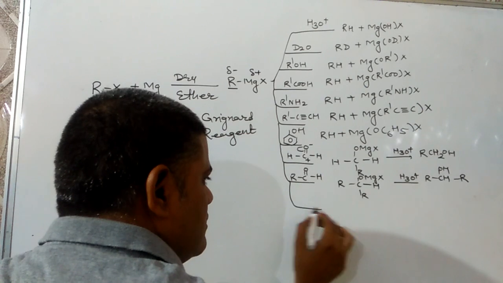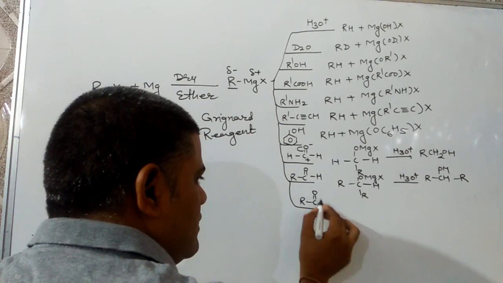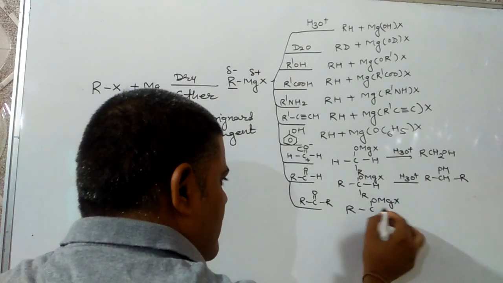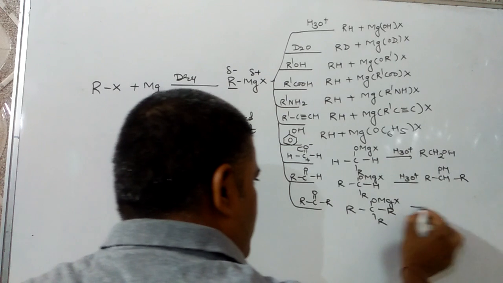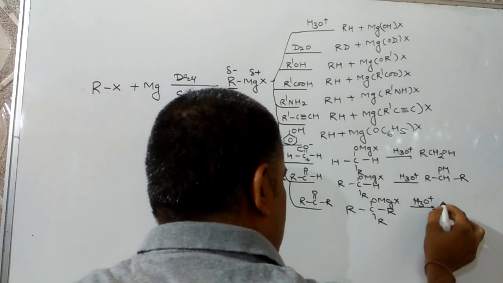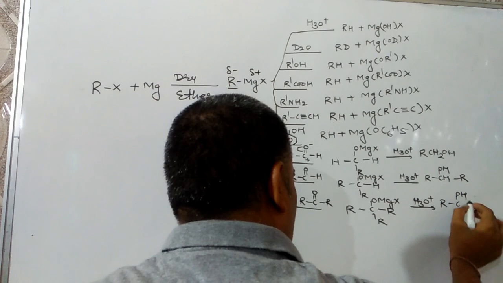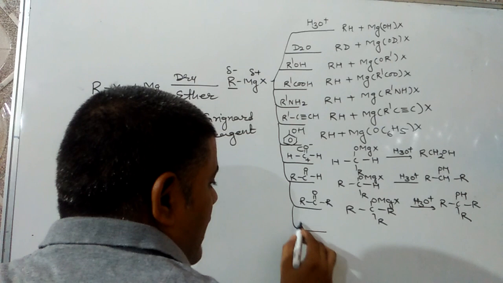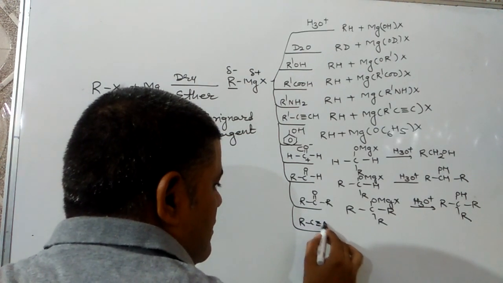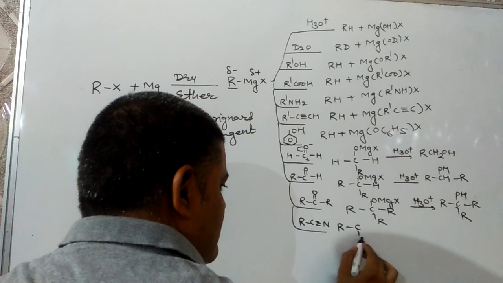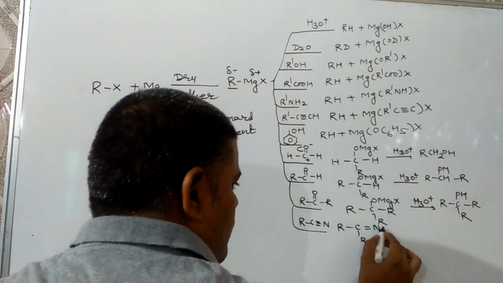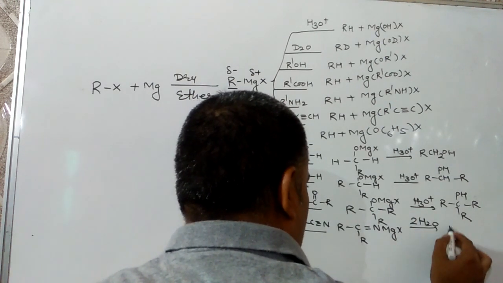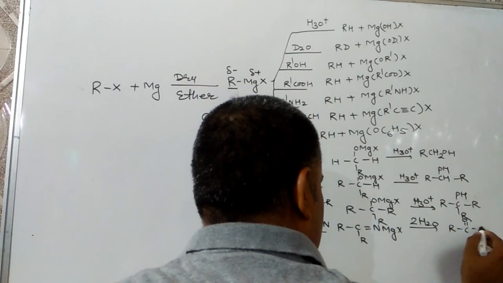For ketone, the nucleophilic addition takes place in the same way, which on hydrolysis gives tertiary alcohol. Next will be addition of alkane nitrile, which I have explained. First, nucleophilic addition will take place, which on complete hydrolysis will give you ketone as a product.